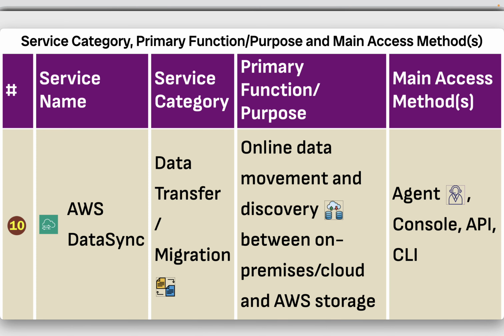Service, next service is AWS DataSync. The category is data transfer or migration. Main primary function is online data movement and discovery between on-premises / cloud and AWS storage. You access it via DataSync agents and directly access via AWS console, API or CLI.